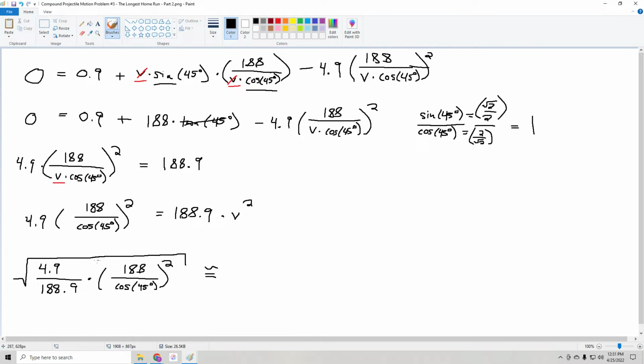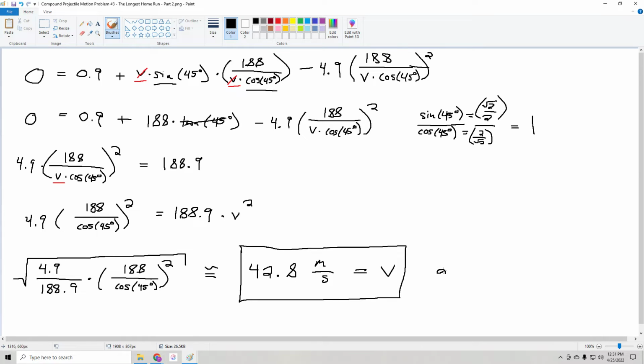Going back, plugging this in, putting it into 3 significant figures, I get 42.8 meters per second. And that is equal to v. This is the answer for part A. Okay? That is the initial speed that he would need to hit the ball with at that initial height to reach that range at that particular angle. That's the answer to part A.